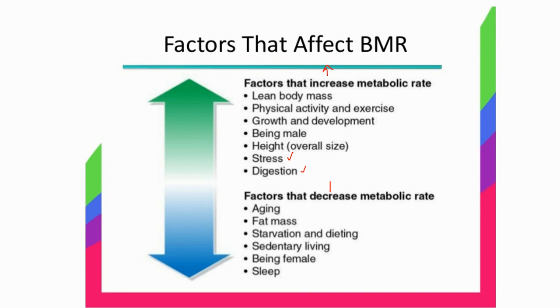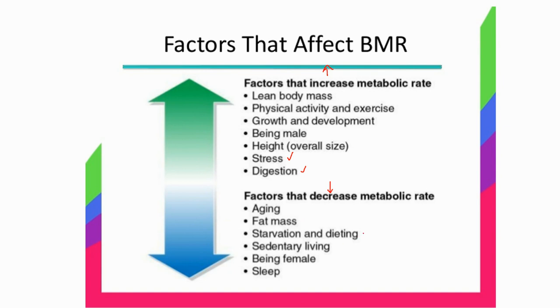Now, what are some factors that decrease metabolic rate? Aging, things slow down when you get older. The more fat you have, the lower your metabolic rate is going to be, which seems kind of counterintuitive because you're like, well, I need it to be high if I've got a lot of fat so I can burn fat quicker. That's not how that happens.